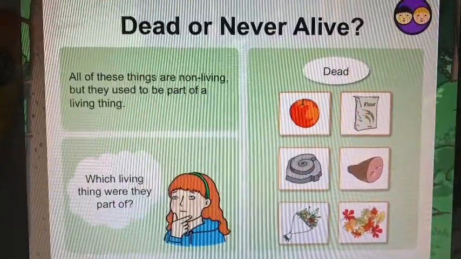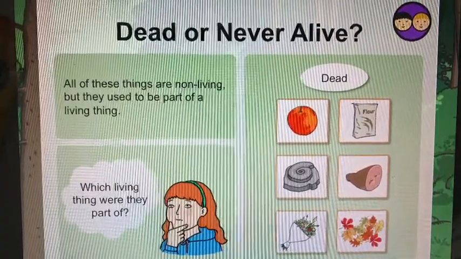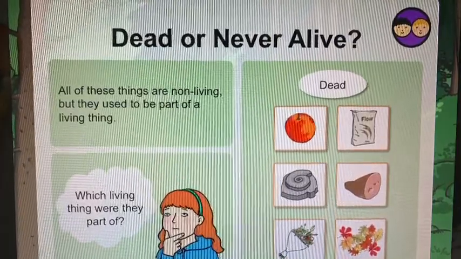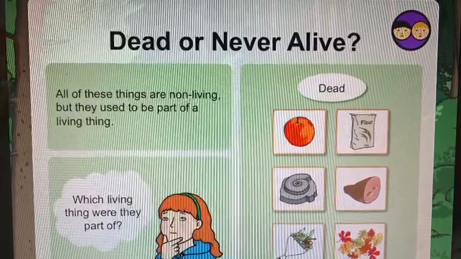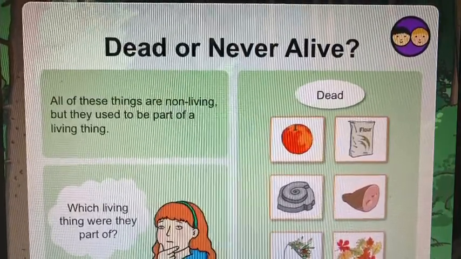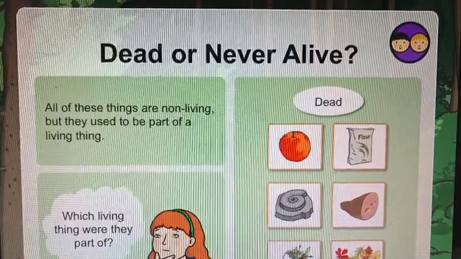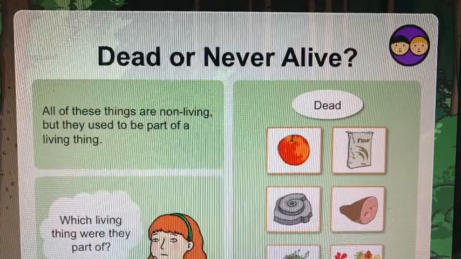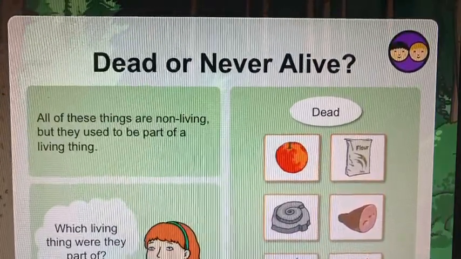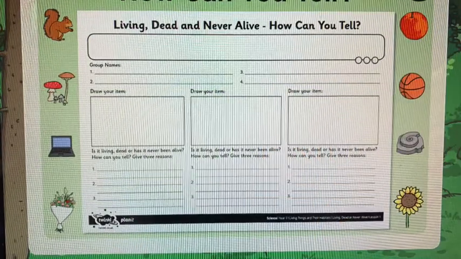And here we have the things that are dead. So we've got the apple, the bag of flour, the fossil, the bit of meat, flowers and leaves. All of these things are non-living, but they used to be part of a living thing. So as a challenge, can you think of which living thing they were part of? So where did the apple come from? The flower, a fossil, the bit of meat, flowers and leaves. Well done if you got those things right.